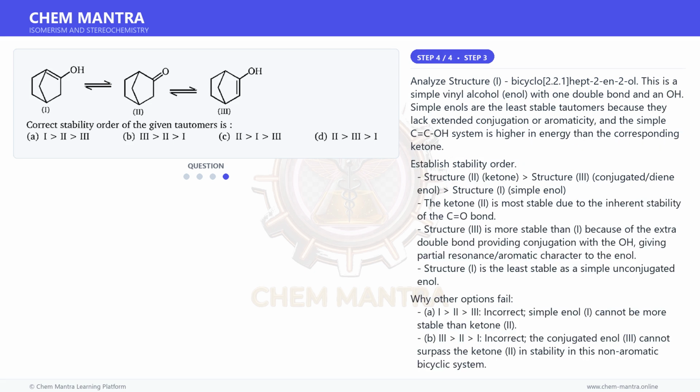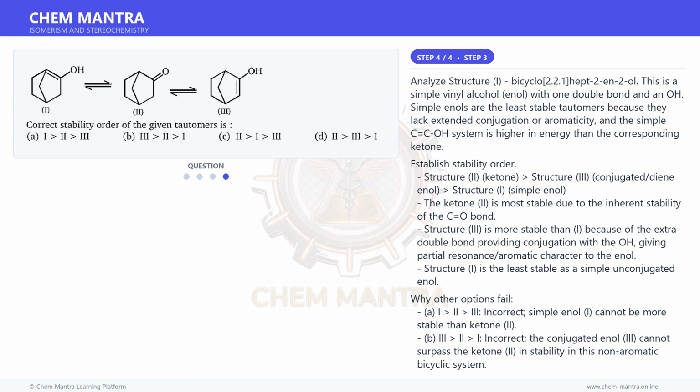And for the final step, analyze structure 1, bicyclo[2.2.1]hept-2-en-2-ol. This is a simple vinyl alcohol, enol, with one double bond and an OH. Simple enols are the least stable tautomers because they lack extended conjugation or aromaticity, and the simple C=C-OH system is higher in energy than the corresponding ketone.